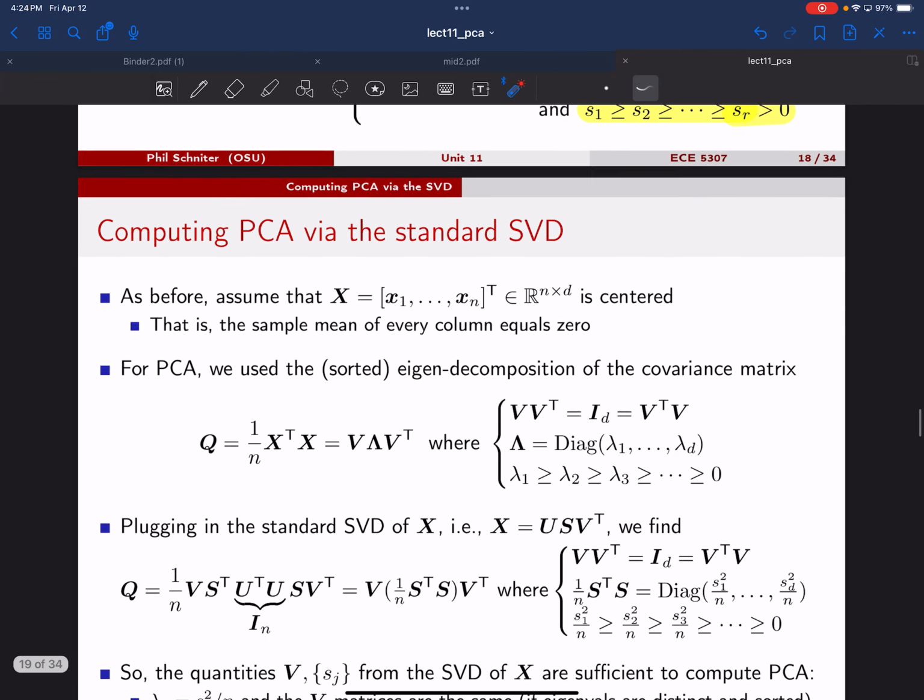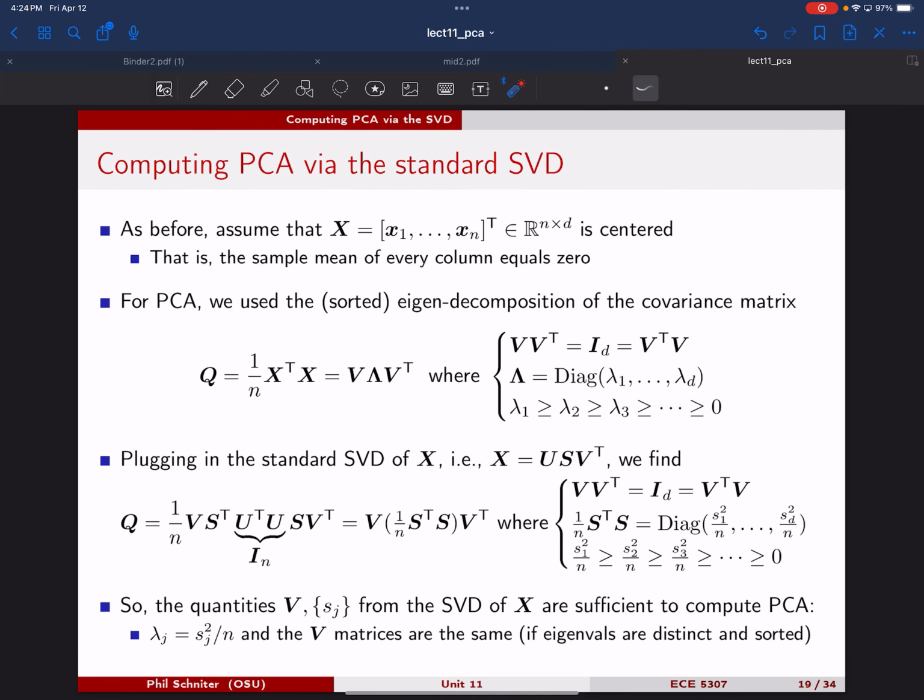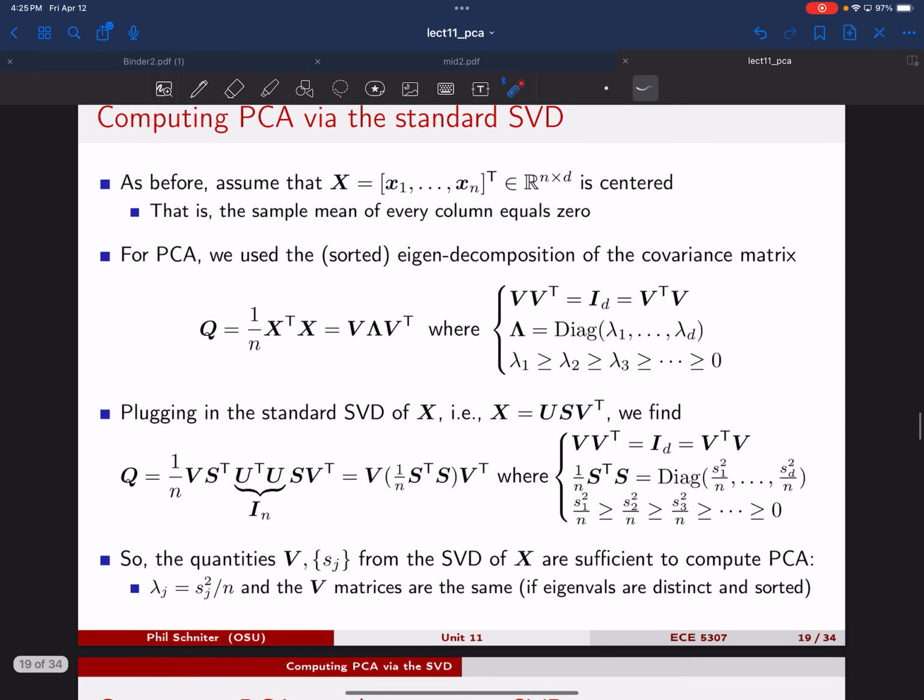So remember that for PCA, we talked about computing this eigendecomposition of Q. And as I said, one way to do it is to construct this matrix explicitly and then give it to your eigensolver and have it compute for you the eigenvectors and eigenvalues. And that is certainly one option. But it turns out that if you use the SVD, you never need to make Q. And here's the reason why.